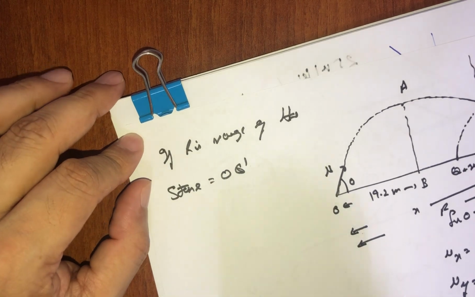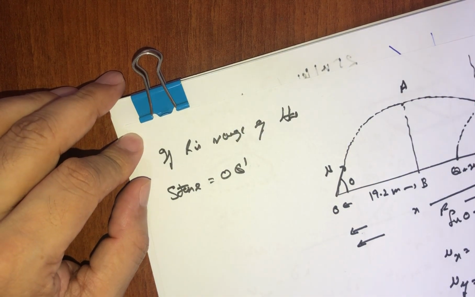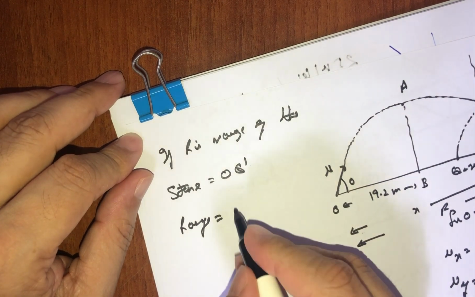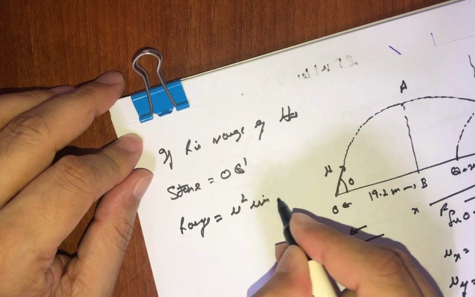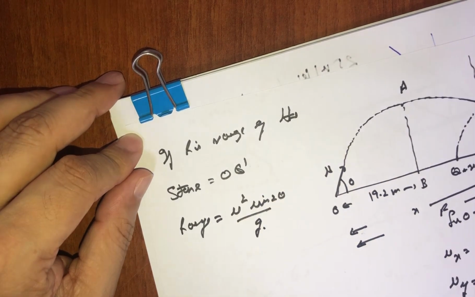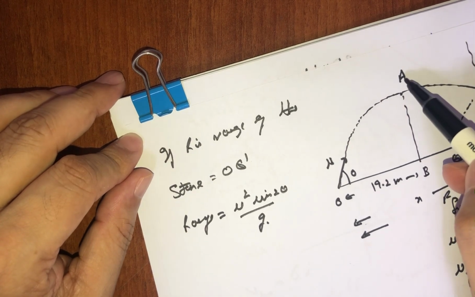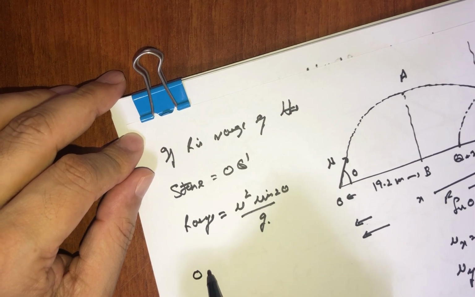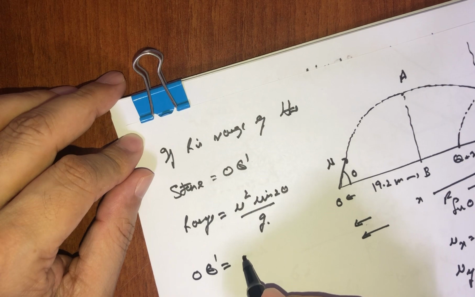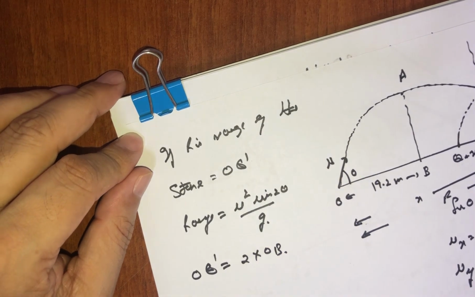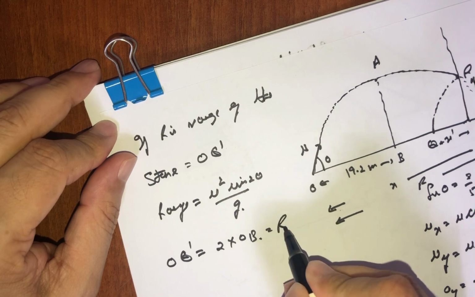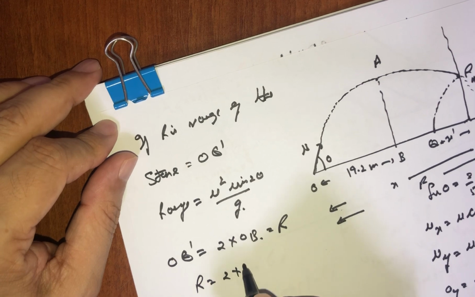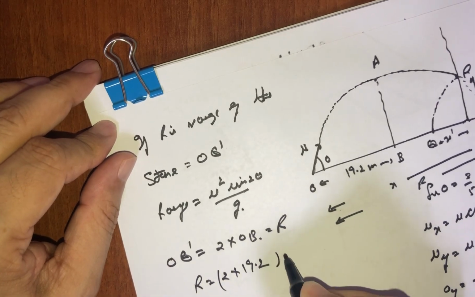Now we already know that the formula for the range will be equal to u square sine 2 theta divided by g, and as A is the highest point, so we can say that OQ prime will be equal to twice of OB. It means this will be equal to range, and OB is given as 19.2, so range will be equal to 2 into 19.2 meters.